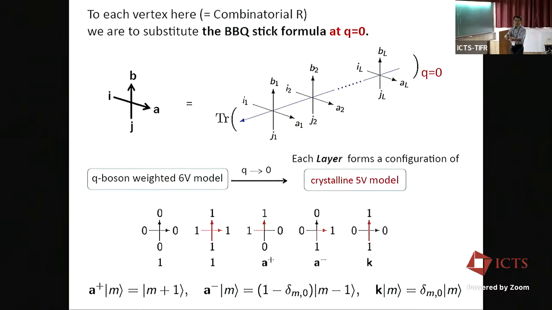It is resolved into the L layers like this, in terms of the 3D L operator at q equals 0. So the q-boson weighted 6-vertex model at q equals 0 becomes the crystalline 5-vertex model, where we lose the last vertex, but still it's non-trivial. It's very simple, but it's still non-trivial. So each layer forms a configuration of the crystalline 5-vertex model.